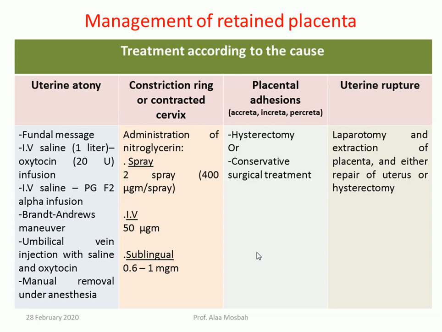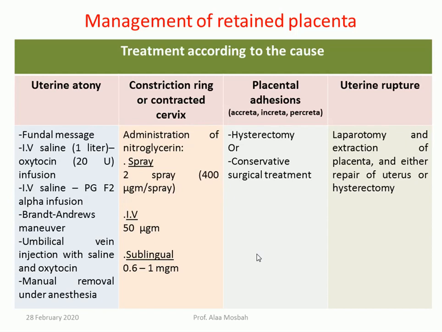In case of uterine atony, we do fundal massage and we give intravenous saline, 1 liter of saline with oxytocin 20 unit infusion, 60 drops per minute to cause uterine contraction. Also, we may give intravenous saline with prostaglandin F2 alpha infusion to decrease the bleeding that occurs with retained part of the placenta and help also uterine contraction to separate the placenta.